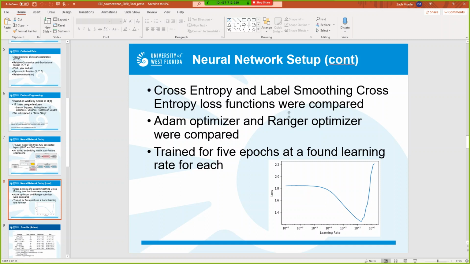We also compared two different forms of optimizers, regular Adam, along with a new optimizer called Ranger, which is the look-ahead optimizer applied onto rectified Adam. And then we trained each for about 5 epochs at a learning rate that we found for each model. And so here we have an example of how we would determine the learning rate. We would pick somewhere around 1e-3 here.